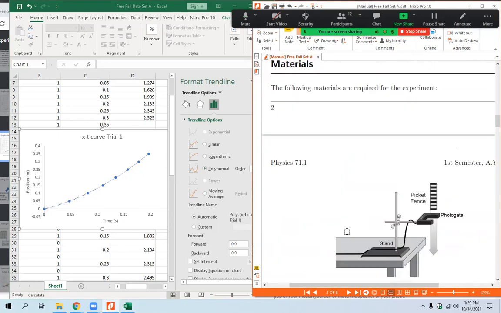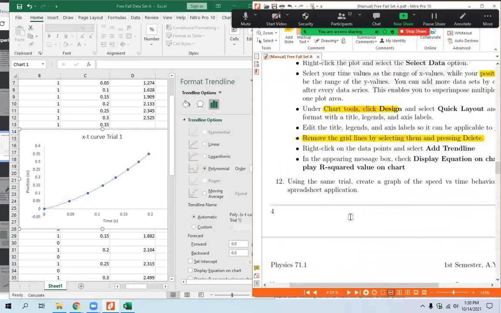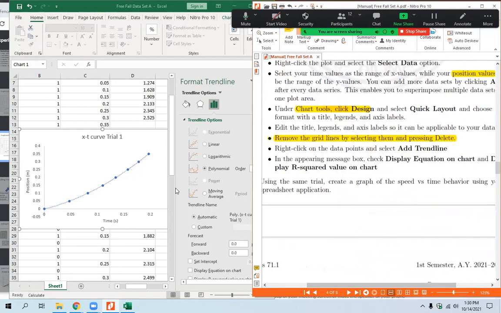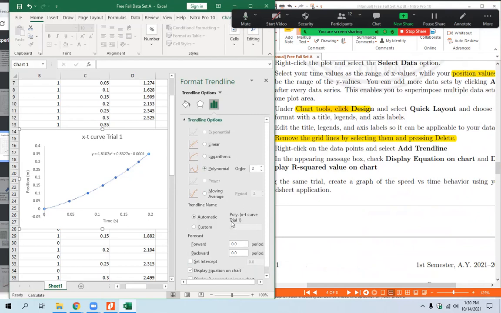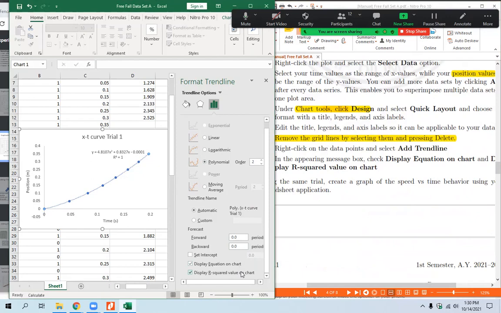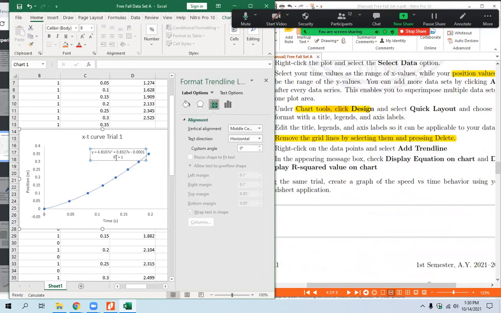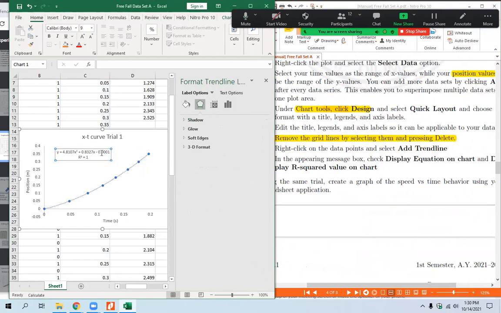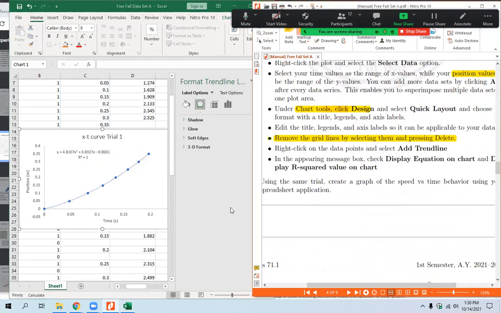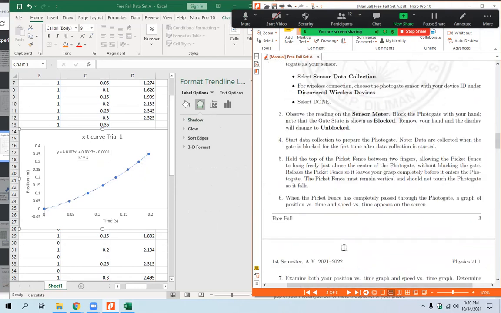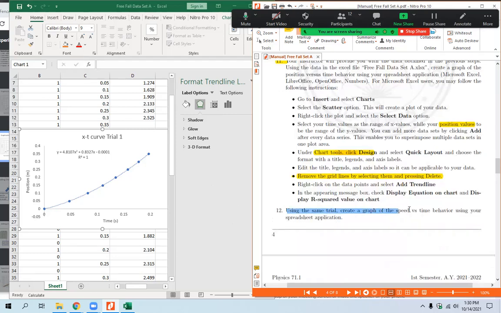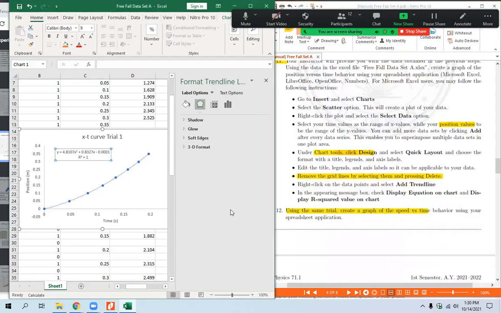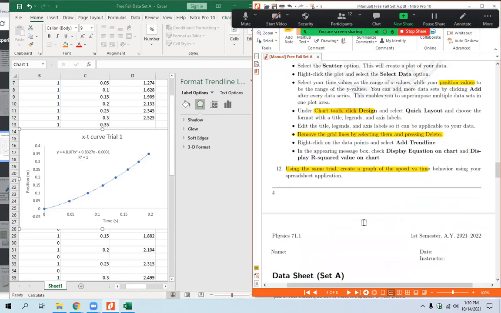Okay, balik tayo dito. Now that I have my trend line, I can opt to display the equation of the trend line and display its r squared. Oh, r squared ko is exactly 1. This means that my data perfectly fits my trend line. So as per the instructions, using the same trial, we'll do the same for speed versus time. You can just follow the exact same steps that I did. It's just the same.